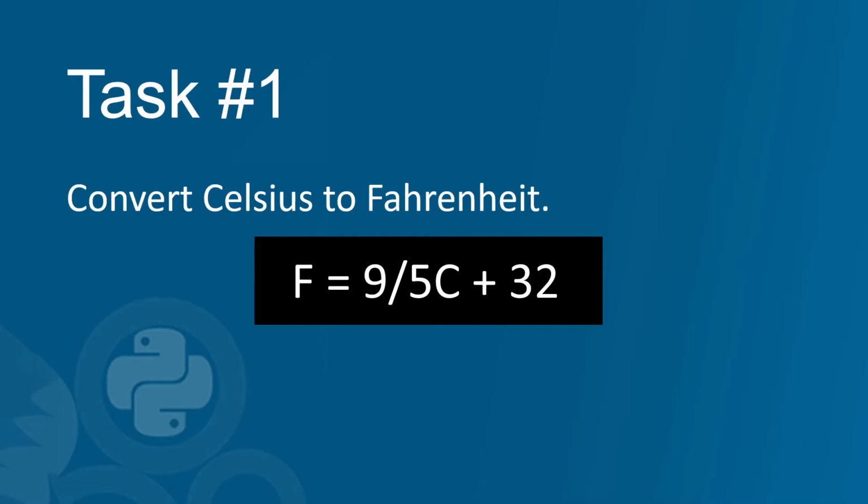Now let's do a task, and the problem statement is to convert Celsius to Fahrenheit. We know the equation F is equal to 9 by 5 C plus 32. So basically we have to provide the Celsius value as input to the Python program, multiply it by 9 by 5, add 32, and print the Fahrenheit value.